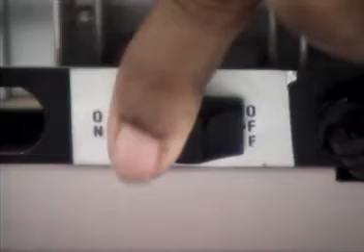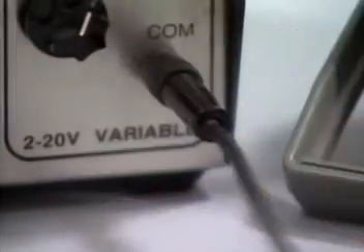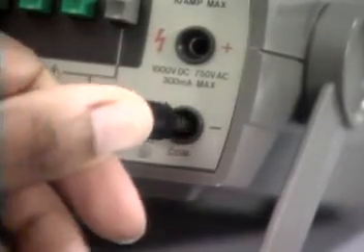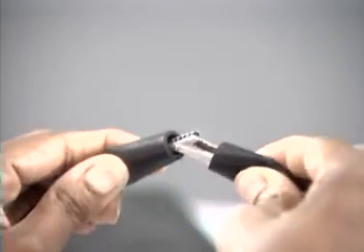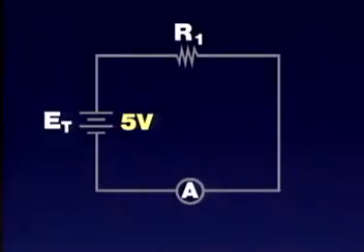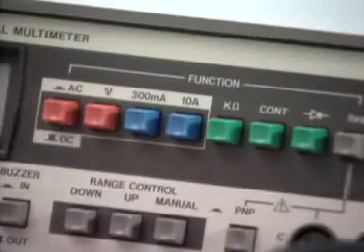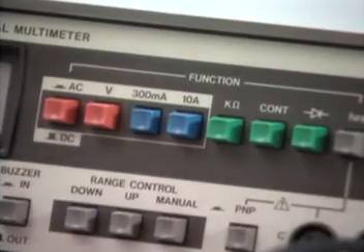To begin, make sure the power supply is off. Then attach a test lead from the negative terminal of the power supply to the negative terminal of the multimeter. Then attach the negative test leads together. Remember, to measure current, the multimeter must be connected directly into the circuit, and polarity must be observed. Now select the 300 milliamp function.